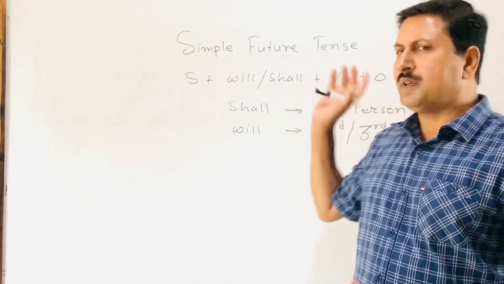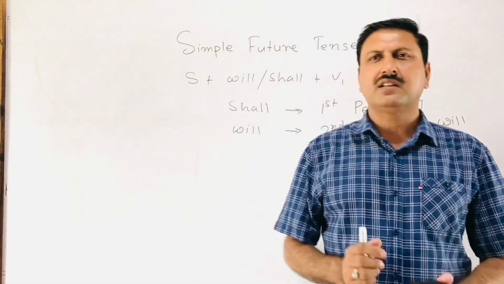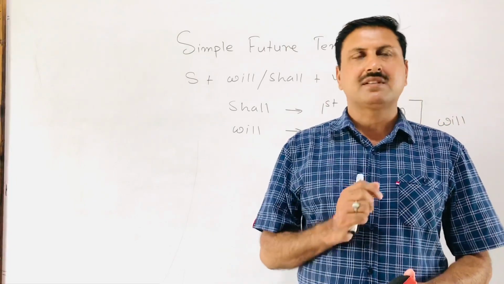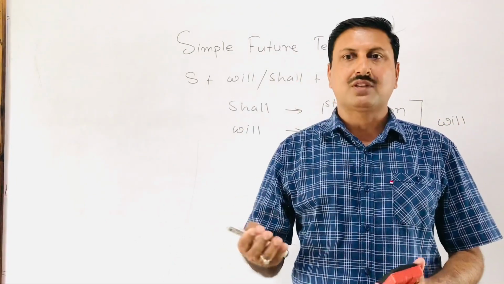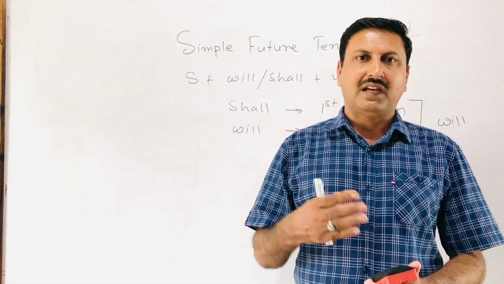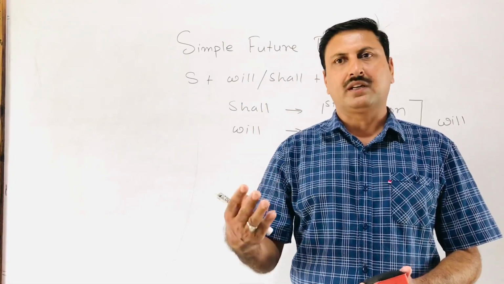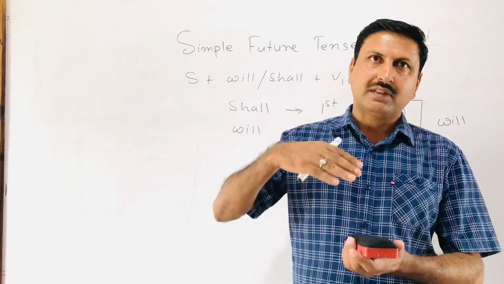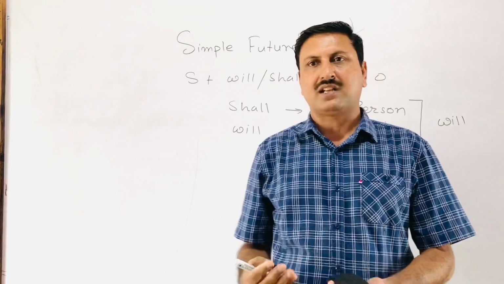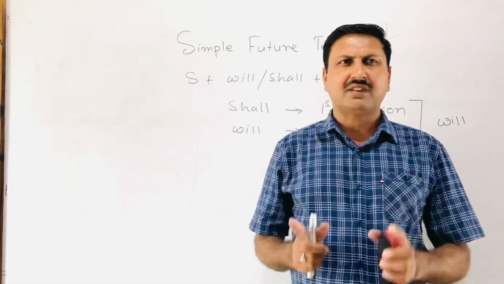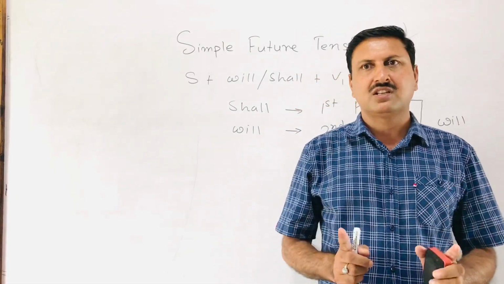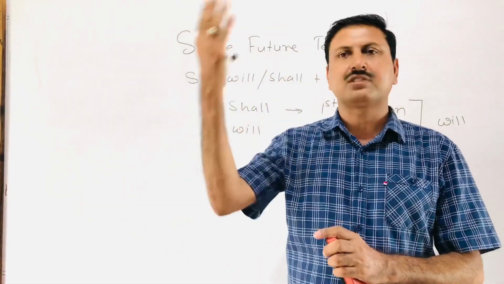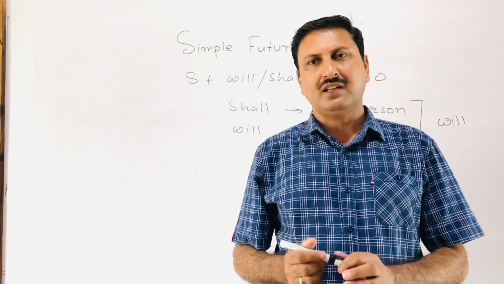This simple future tense generally describes the actions or events that will take place in future. Future means the time that is after the time of speaking. If this is present time, any time that comes after this time is future time. So to describe that an action, event will take place in that time or in future time, we use will shall future tense.